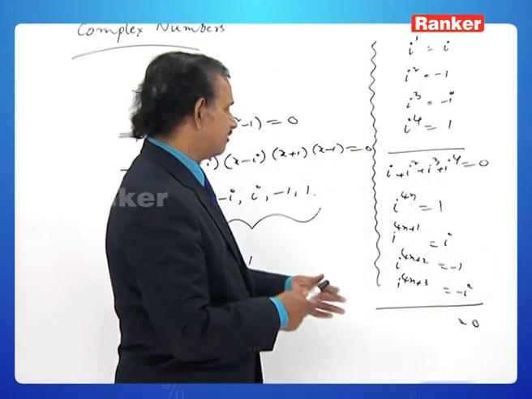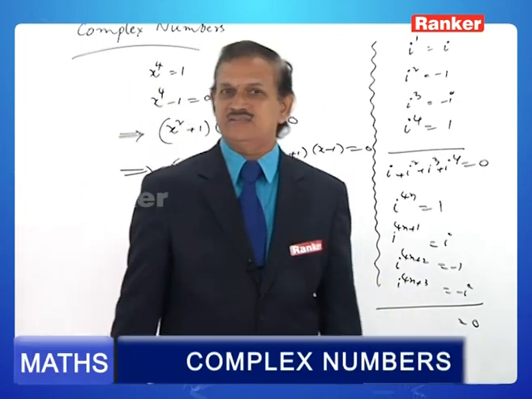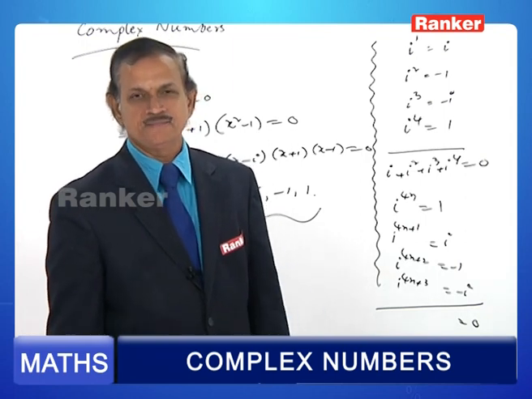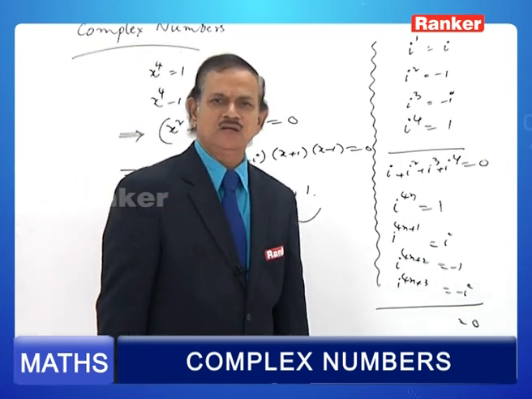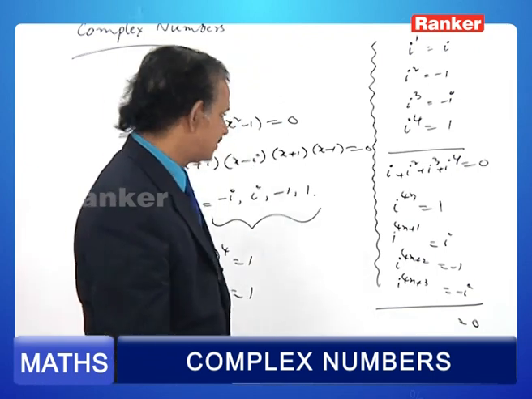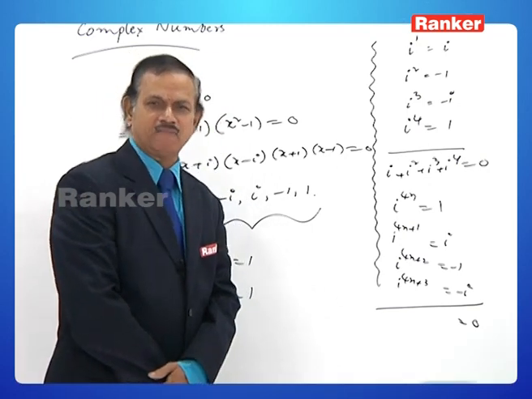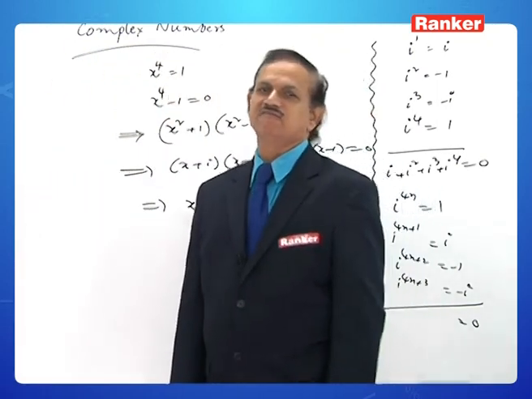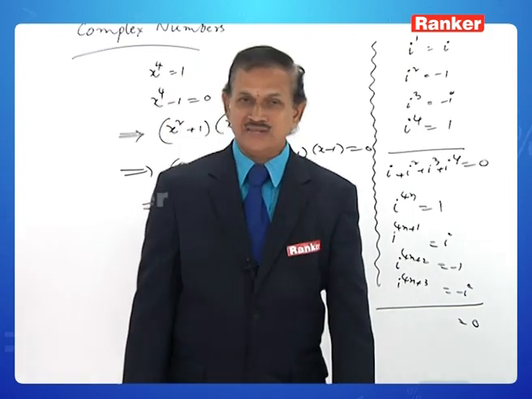You see, i power 4n, i power 4n plus 1, i power 4n plus 2, i power 4n plus 3. What can you say about them? They are nothing but 4 consecutive integral powers of i. Moreover, it is sure that if you select any set of 4 consecutive integers, they can be put in the form 4n, 4n plus 1, 4n plus 2, 4n plus 3 for some integer n. No doubt about it. Thereby, we declare that the sum of 4 consecutive integral powers of i is always 0.